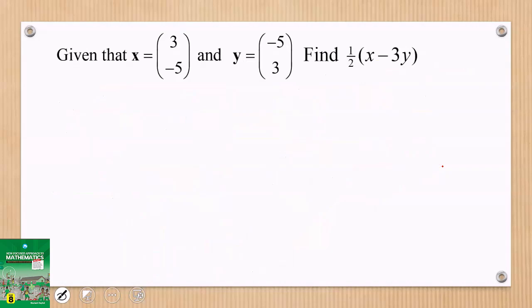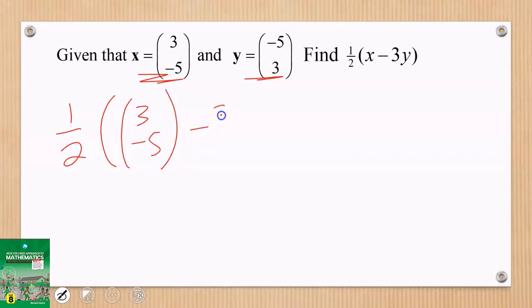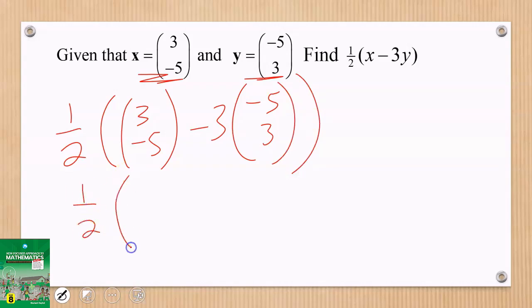Example number 2. The vectors s and y have been defined, and we want to find half into bracket, vector s, which is (3, negative 5), minus 3 also into bracket, vector y, which is (negative 5, 3). So we close this bracket as well. We do the bracket first, right? So we can have our half into bracket. Let me keep (3, negative 5) here, and then do the subtraction.